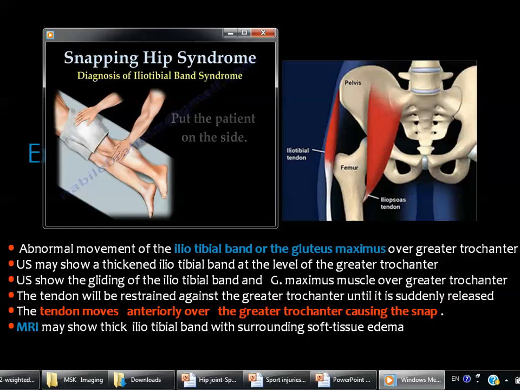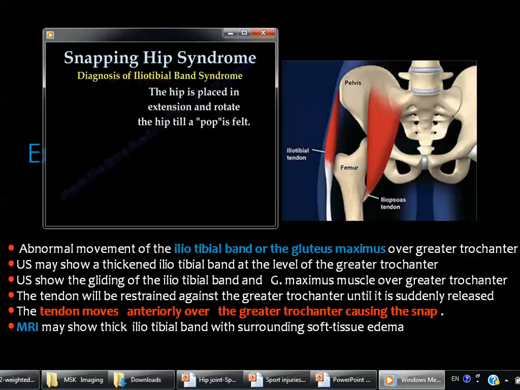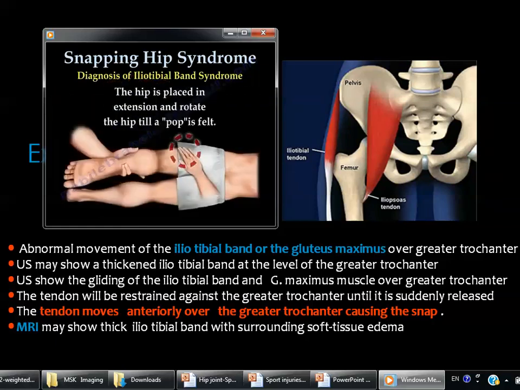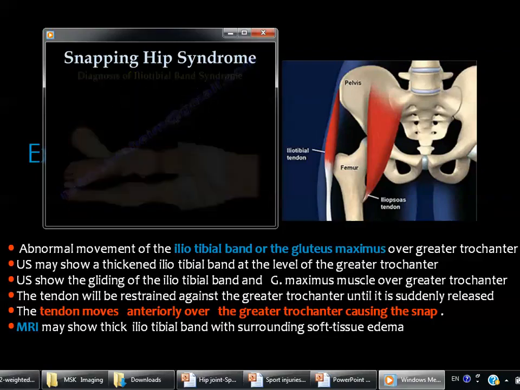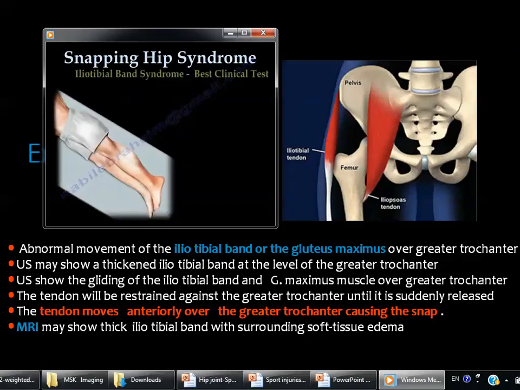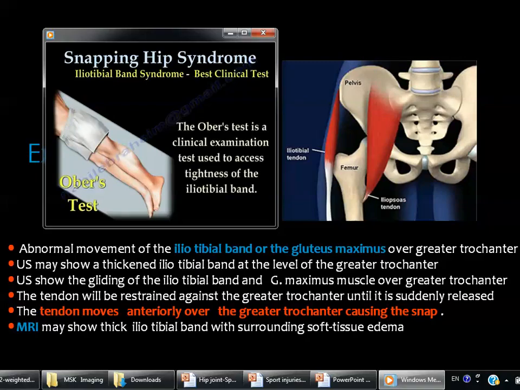Put the patient on the side, put the hip in extension, rotate the hip and feel the pop. The best clinical test is Ober's test. It assesses the tightness of the iliotibial band.